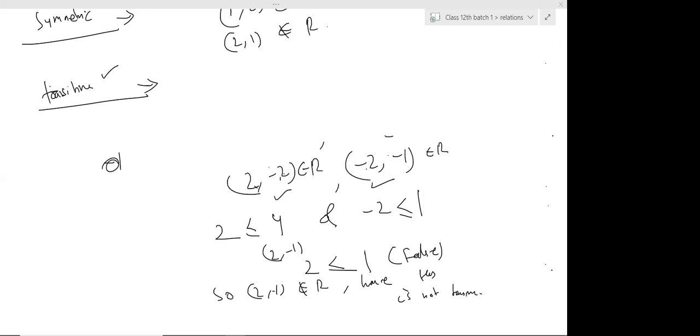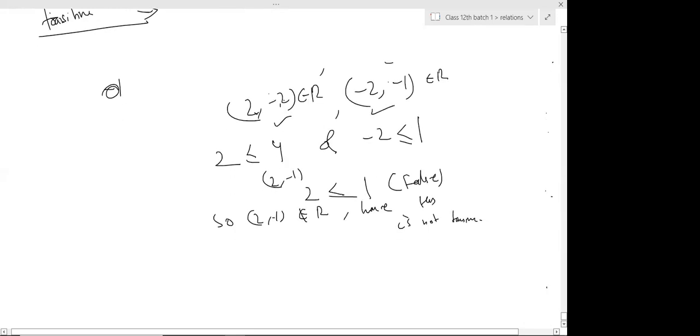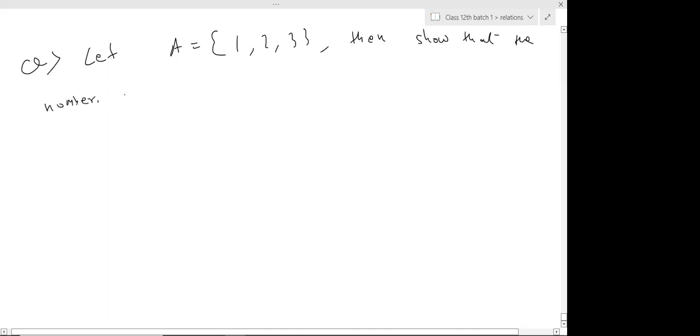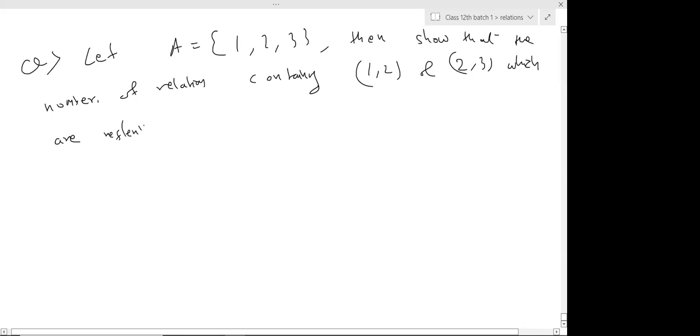All right, another question. Let A equal 1 comma 2 comma 3. Then show that the number of relations containing 1, 2 and 2, 3 which are reflexive and transitive but not symmetric is 3.